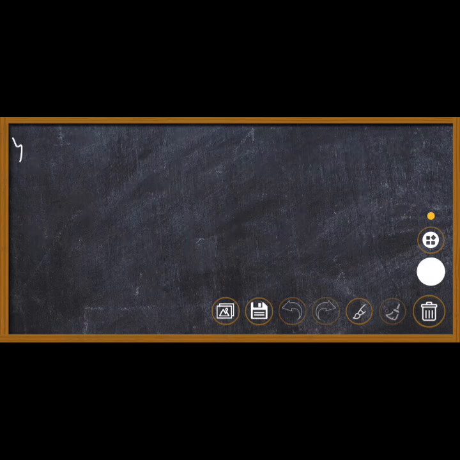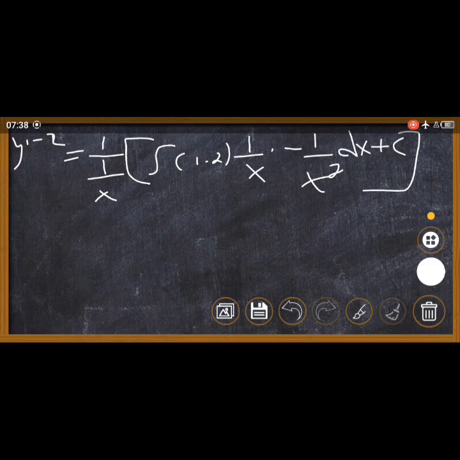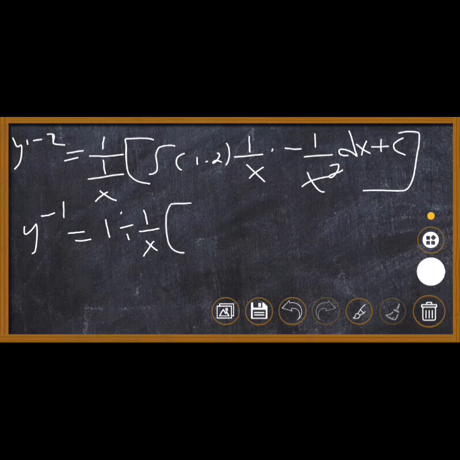So let's simplify that. Let me just rewrite the expression. We had y power negative 2 equal to 1 over x, then we had 1 minus 2, and then 1 over x, then negative 1 over x squared dx plus constant value c. We know that 1 minus 2 is simply negative 1. This is the same as 1 divided by x. We are going to multiply x by negative 1 over x squared, which gives x power 3, then dx plus the constant value c.